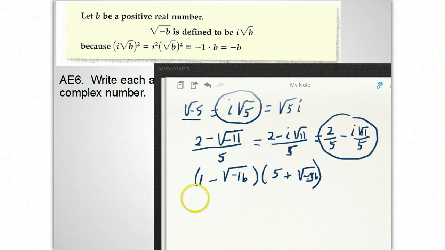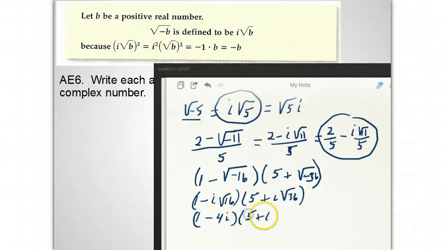So we're going to first of all simplify this as 1 minus i times the square root of 16, and this would be likewise 5 plus i times the square root of 36. And now these two are perfect squares. The radicands are perfect squares, so it's 1 minus 4i times 5 plus 6i.